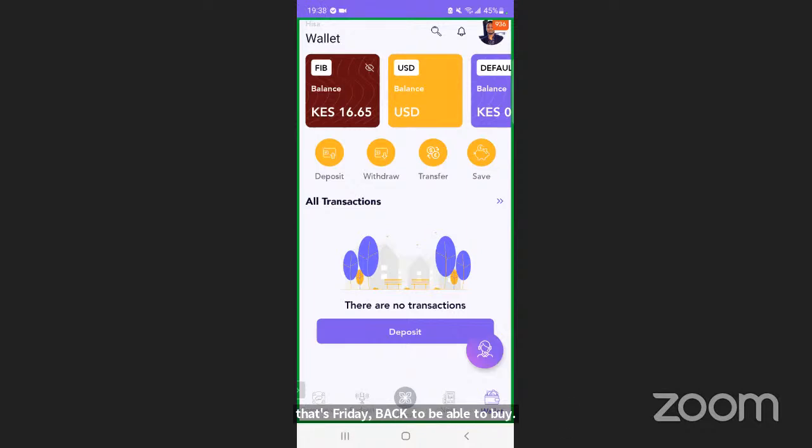I think the other things are sort of self-explanatory. You can see deposit, withdraw, transfer, save. If you want to withdraw, just click on withdraw and you'll be able to select which wallet you want to withdraw from. And for transfer, you can transfer between the different wallets. You can move money from your default wallet to the FIB wallet to buy Kenyan stock.